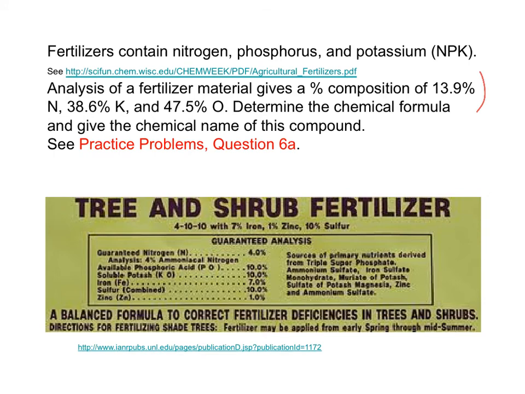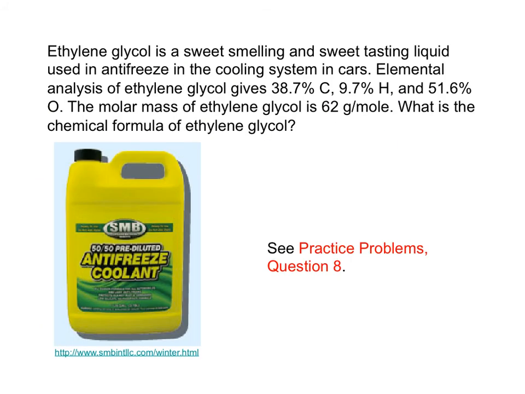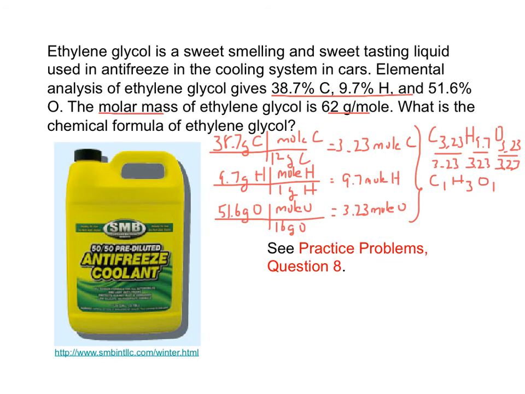And the answer is, in this problem, we're given the percent composition and the molar mass. So stop the video and determine the chemical formula of ethylene glycol. And the answer is, the chemical formula is CH3O based on the percent composition. This molar mass is half the molar mass of ethylene glycol. But if we multiply the subscripts by 2, the molar mass of that formula equals 62 grams per mole. So this is the formula of ethylene glycol.